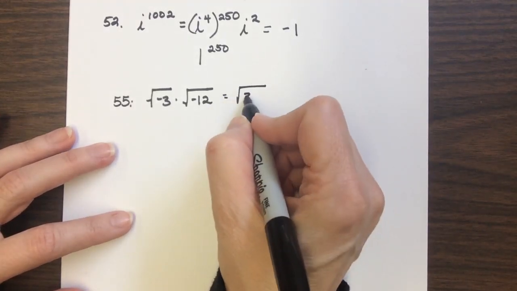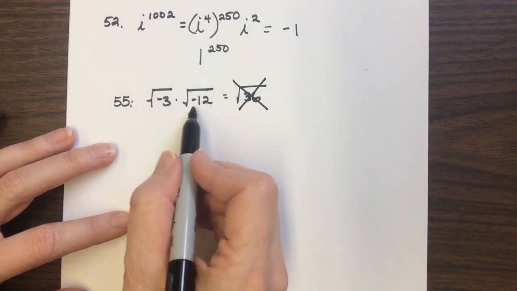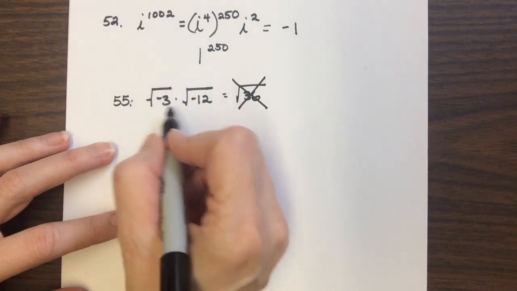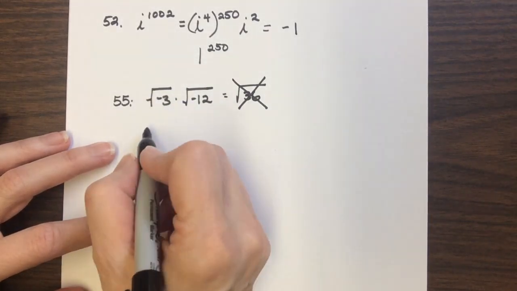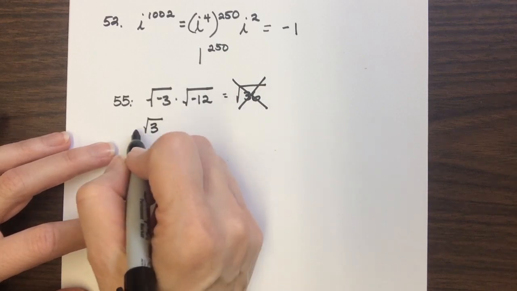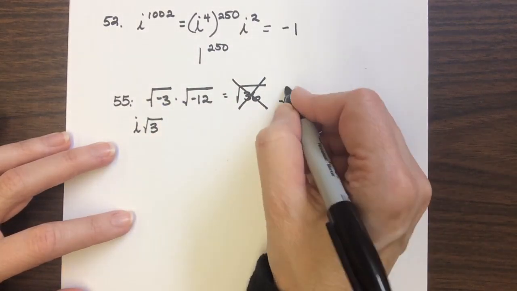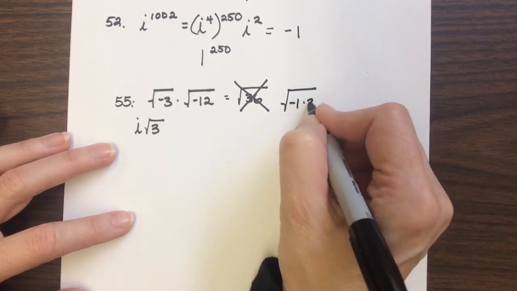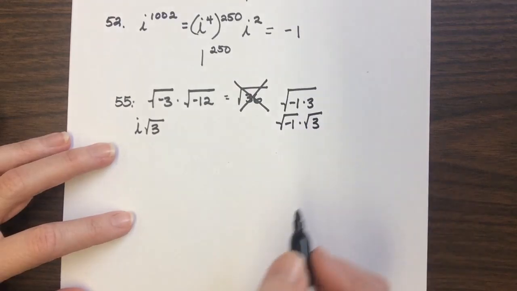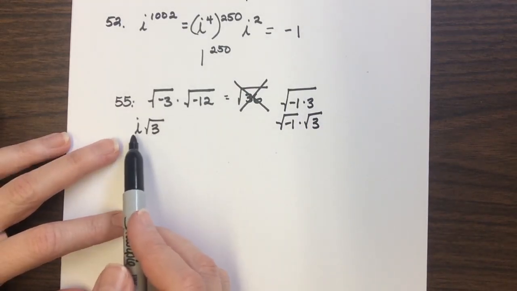Alright, well, I cannot do that here, okay? You have to take care of the imaginary part first. So I'm going to simplify this first. So this is going to be the square root of 3 times I, because the I is going to pull out. Remember, this is negative 1 times 3. And that's negative 1 times, I can break that up in my product rule, so I've got the square root of 3 times I.